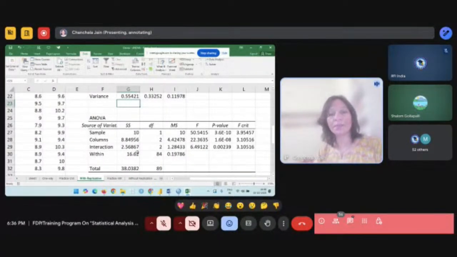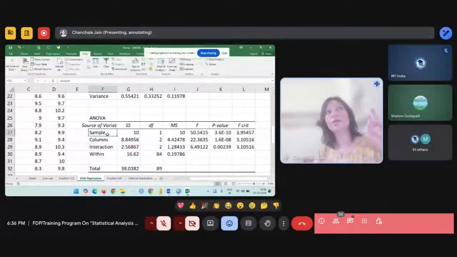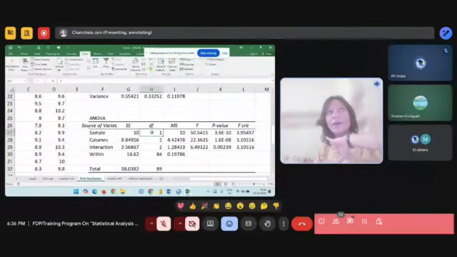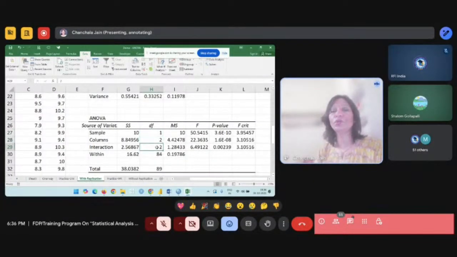Then sum of squares is coming. Degrees of freedom is coming. How many samples are we having? Two: box type 1 and box type 2. So it is n-1, which is 1. For columns, we have a total of 3 varieties, so it is 3-1, which is 2. Interaction is coming only from your two variables, and within will be 84.